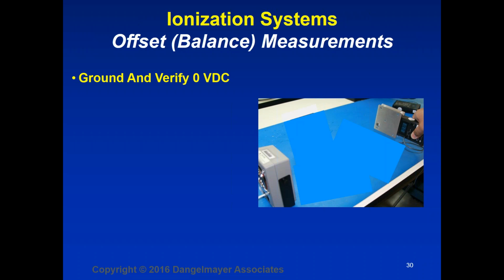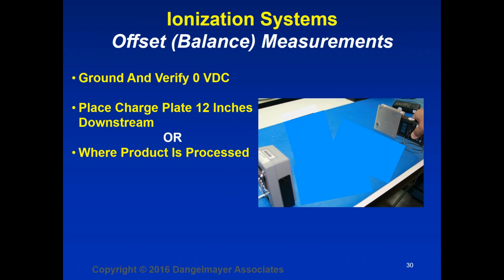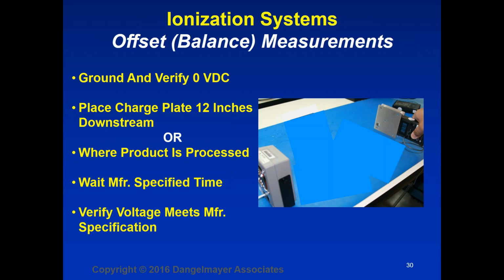Next click. Then you would place the charge plate 12 inches downstream, or you could place it where your product is processed. When you're doing these measurements, it's very important to do them in the same place every time, but you can choose the location and note the location in your test procedure where this measurement should be made. You're going to wait the manufacturer's specified time. For a benchtop blower, you typically are going to wait 1 minute or less. And then you're going to verify that this offset voltage meets the manufacturer's specification, or it meets your requirement.